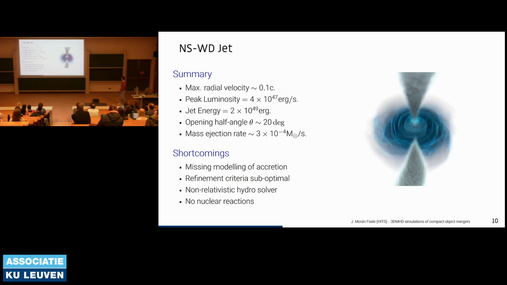Having maximal radial velocities of 10% the speed of light, peak luminosities of 10^47, a total energy release of 10^49, but we have only simulated this small timescale with this opening angle and this mass ejection rate. But there are some shortcomings of this simulation.